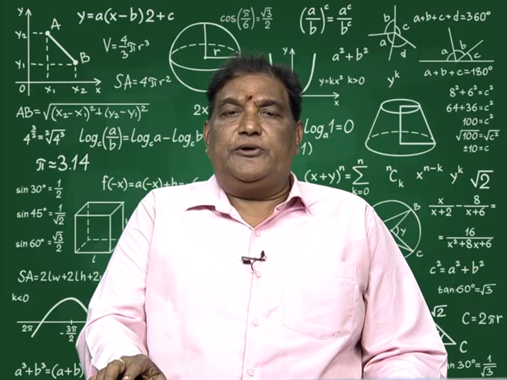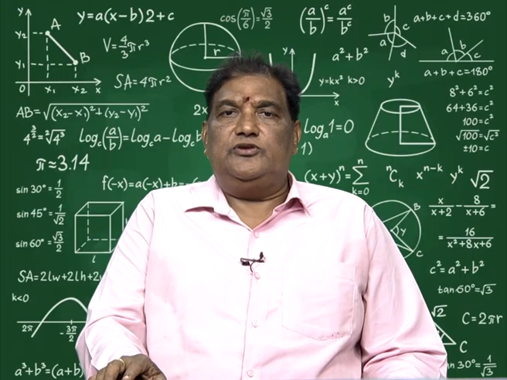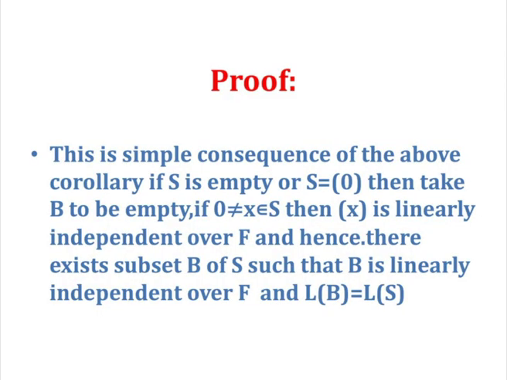If S is empty or S equal to {0}, then take B to be empty. If 0 is not equal to x belonging to S, then x is linearly independent over F, and hence there exists a subset B of S such that B is linearly independent over F and L of B equal to L of S.